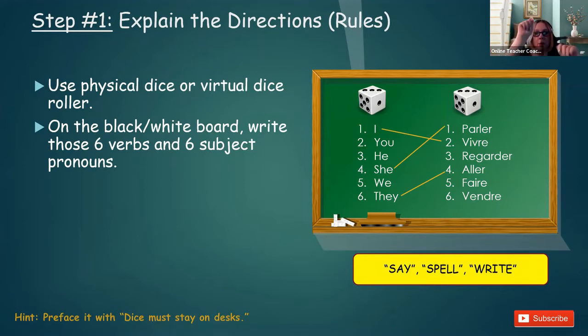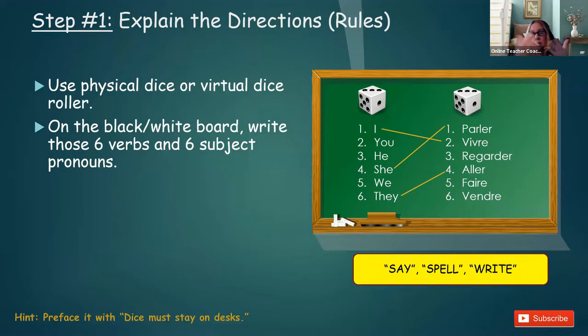You simply write on the left-hand side the six subject pronouns, and then on the right, the verbs. This is verb conjugation we're practicing here. So on my left-hand column, I write I, you, he, she, we. If I were doing this in French, I would put je, tu, etc. And then I just choose my six verbs for the right.